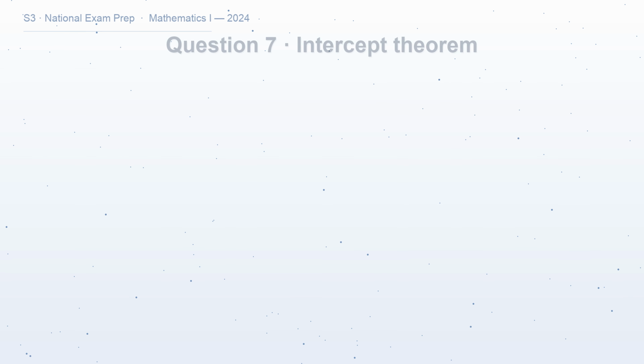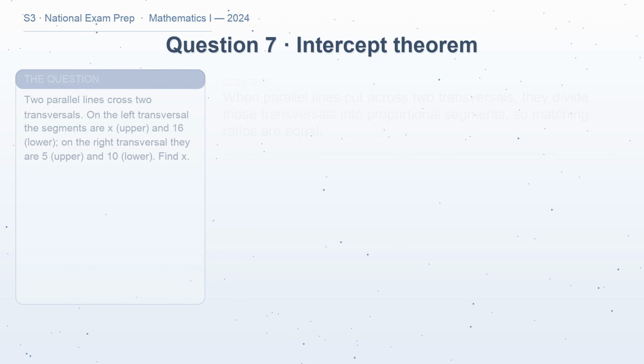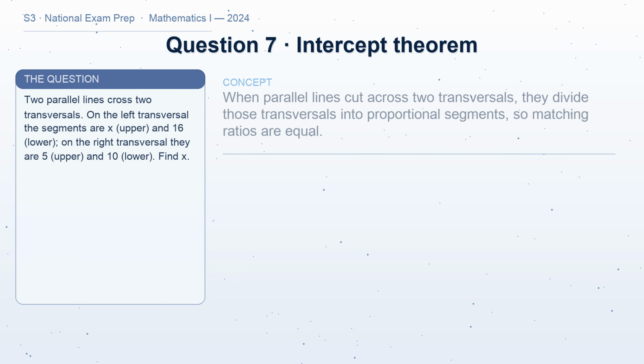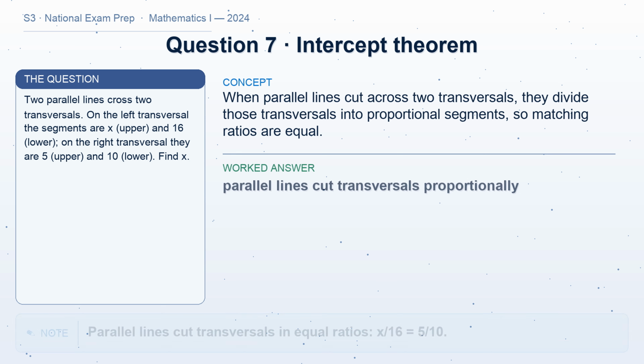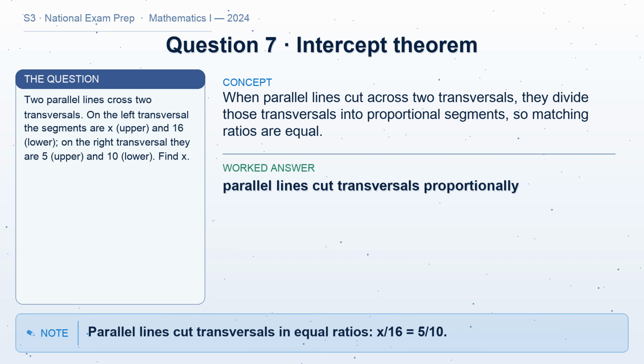Question 7. Two parallel lines cross two slanted lines called transversals. On the left transversal, the upper piece is x and the lower piece is 16. On the right, the upper is 5 and the lower is 10. Find x. The intercept theorem tells us that when parallel lines cut across two transversals, they cut them into proportional pieces. So the ratio of the two pieces on the left equals the ratio on the right.